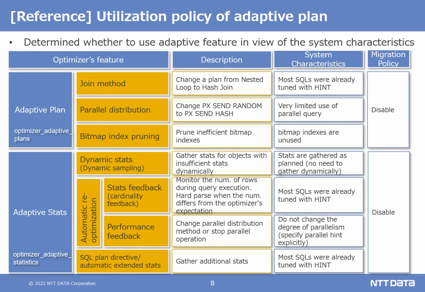This is an example of how we determined not to use adaptive features, which basically change execution plans dynamically for better performance. Since we needed stable performance, for each feature we confirmed that they are not necessary considering the system characteristics.